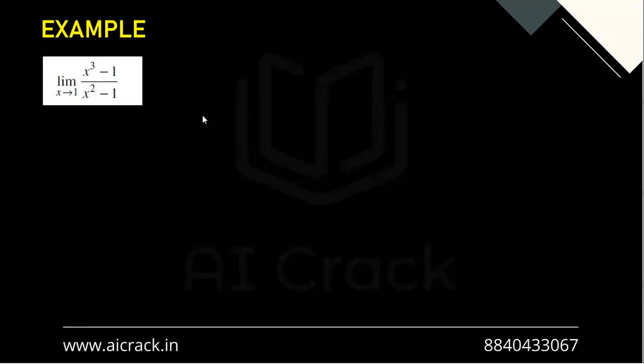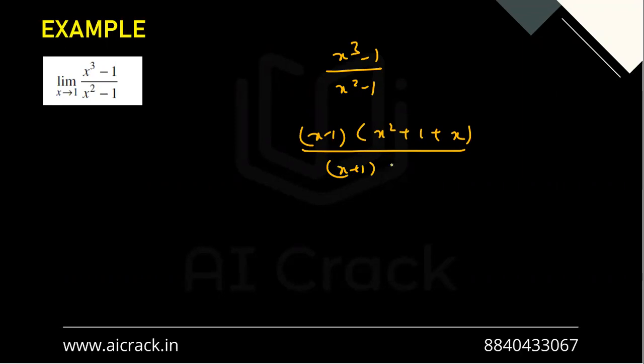Now let's look at a few examples. So we have x cube minus 1 divided by x square minus 1. I can clearly see that I have to factorize this one, right? That would give me x minus 1 times x square plus 1 plus x, divided by x plus 1 times x minus 1. Now I can clearly see that this was the factor in the numerator and this was the factor in the denominator, which was creating the zero part. Only this factor and this factor were the ones creating the zero part. So when I cancel this out, why can we cancel? Because x is approaching 1, x is not equal to 1.